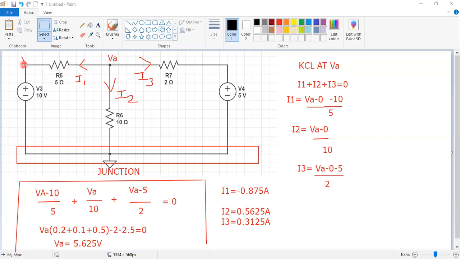In this manner, by using node analysis, we can find different branch currents. Initially, the process is to identify the junctions and make any one junction the ground, then assign the junction voltage, then assign branch currents, then apply KCL and find VA, the junction voltage. Then you can find all the branch currents. Okay, so thanks.